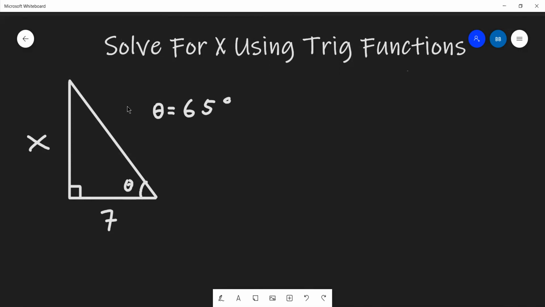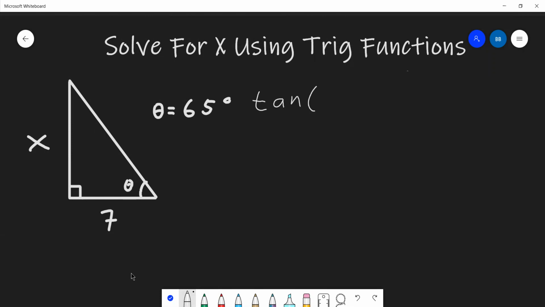So let's think about this. We have to utilize a trig function. If you remember SOHCAHTOA, which trig function would be appropriate here? We have this, which is the opposite, and this 7, which will make up the adjacent side. So you can probably see that the correct trig function to use will be tangent. So tangent of this angle, which we are given to be 65 degrees, will be equal to opposite, which is x, over adjacent, which is 7.